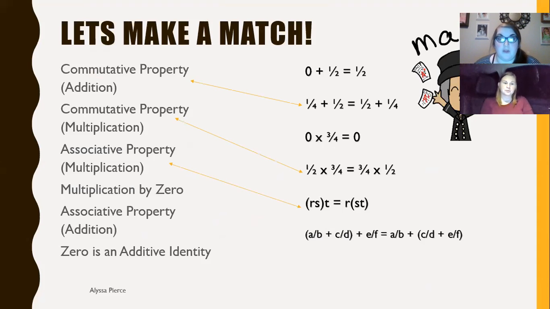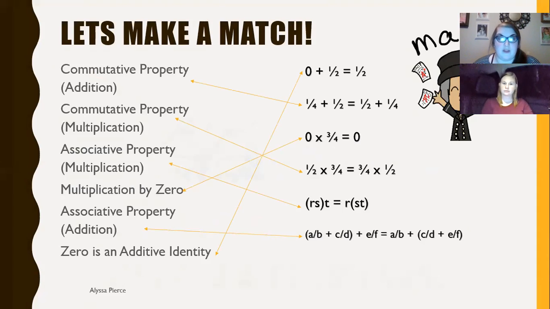So then we have the multiplication by 0, which means anything times 0 equals 0. Then we have the associative property of addition, which is right there. And then we have 0 is an additive identity, which means 0 plus anything gives you that anything back.